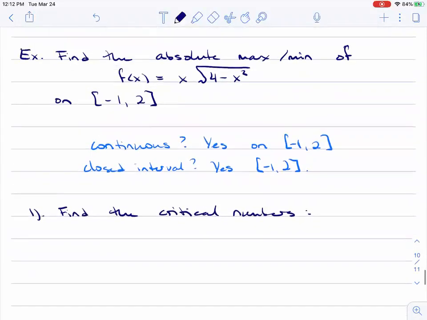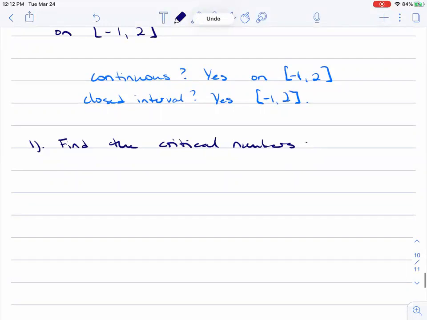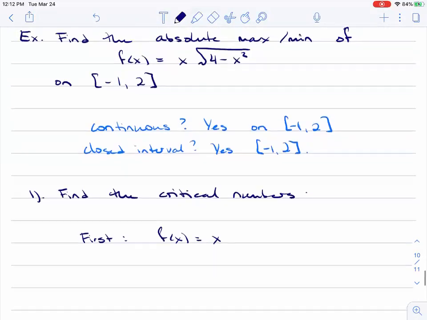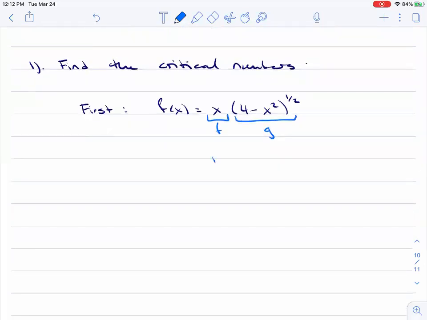First thing I'm going to do is rewrite f of x as x times 4 minus x squared to the power of 1/2, just to simplify my derivative. Here, if I let this be f and this be g, I've got the product rule.